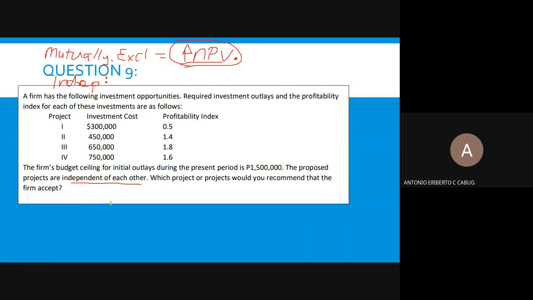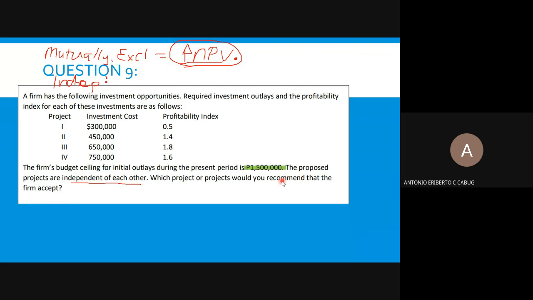However, meron kang budget ceiling. You have to ration 1.5 million pesos. Kailangan mong irasyon yung 1.5 million pesos. Okay? Kung sino yung makakatanggap. Sinong unahin mo? Choose the project with the highest value per peso of investment.